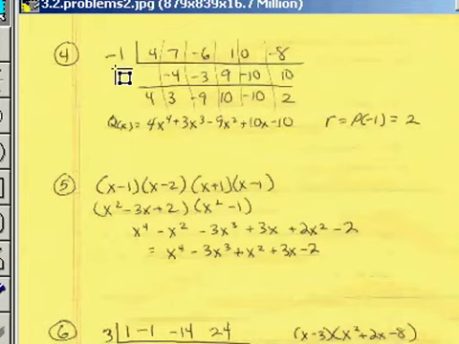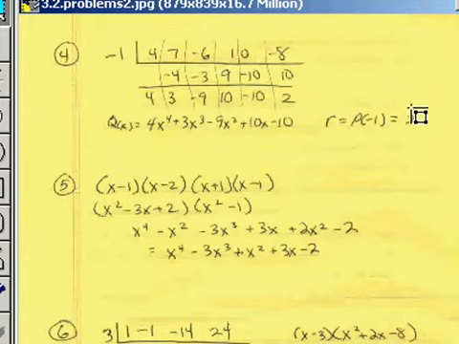Multiply negative 9 times negative 1 to get positive 9. Add the column to get 10. Multiply to get negative 10. Add to get negative 10. Multiply to get positive 10, add negative 8 plus 10 to get 2. So by the remainder theorem, p of negative 1 should be the remainder 2, and we have the quotient here, 4x to the 4th plus 3x to the 3rd minus 9x squared plus 10x minus 10.